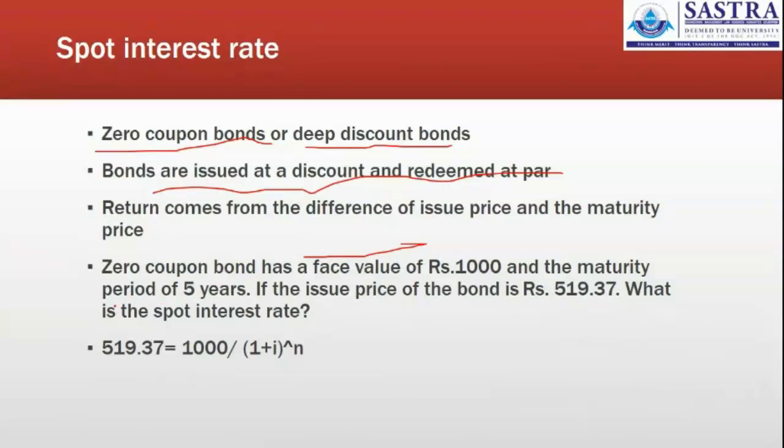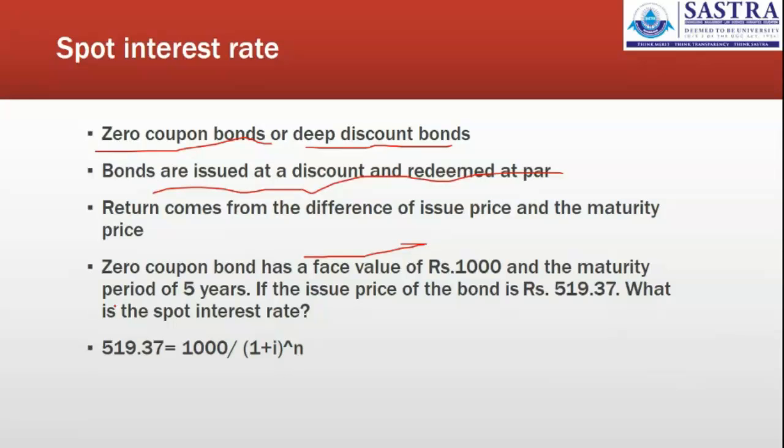The coupon bond has a face value of 1000 rupees, and the maturity period is 5 years. If the issue price of the bond is 519.37, what would be the spot price? That you can calculate.